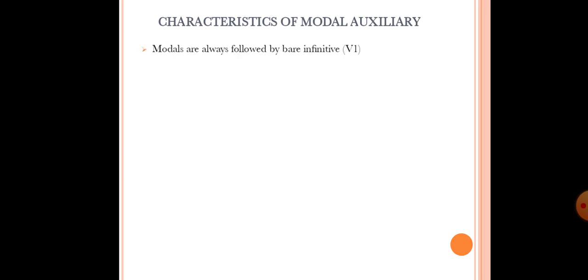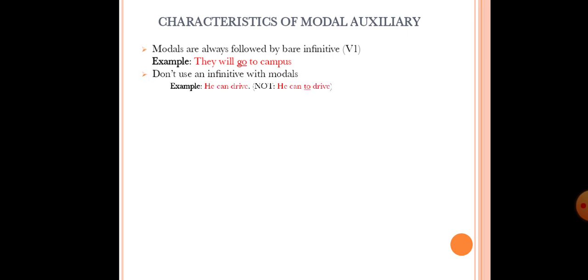And what are the characteristics of modal auxiliary? Number one, modals are always followed by verb infinitive or verb one, pure verb. Example: they will go to campus. They will go to campus. So go is called verb one or verb infinitive.